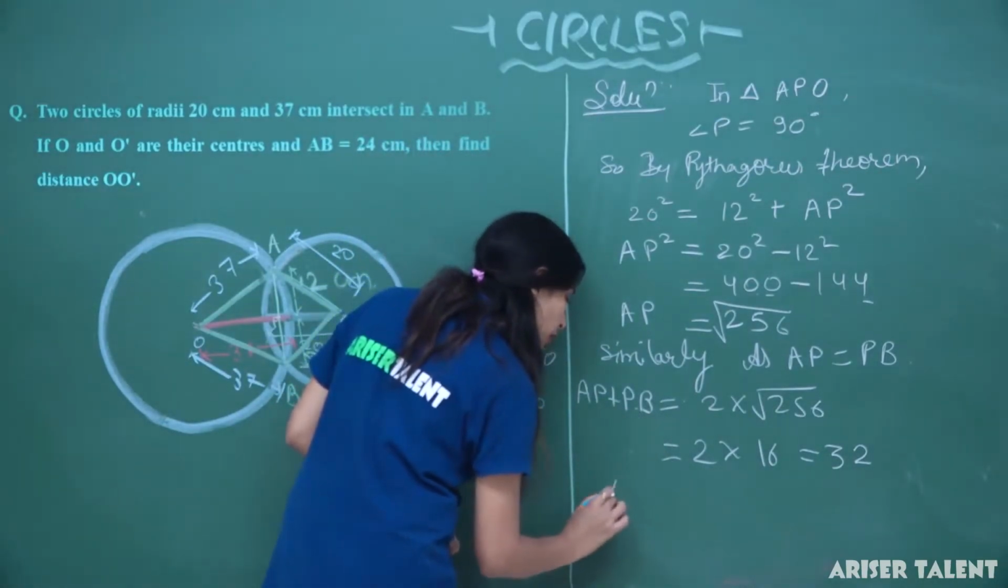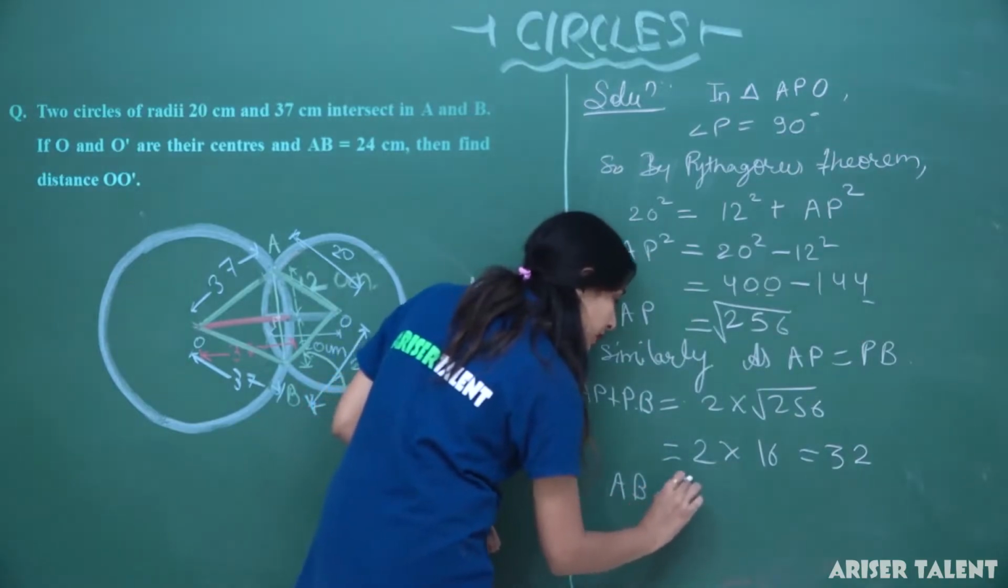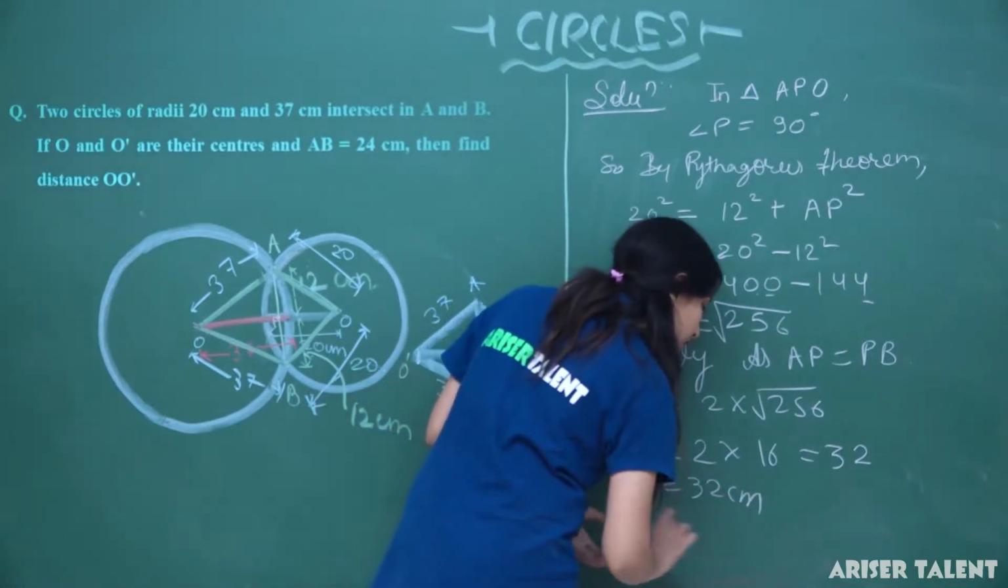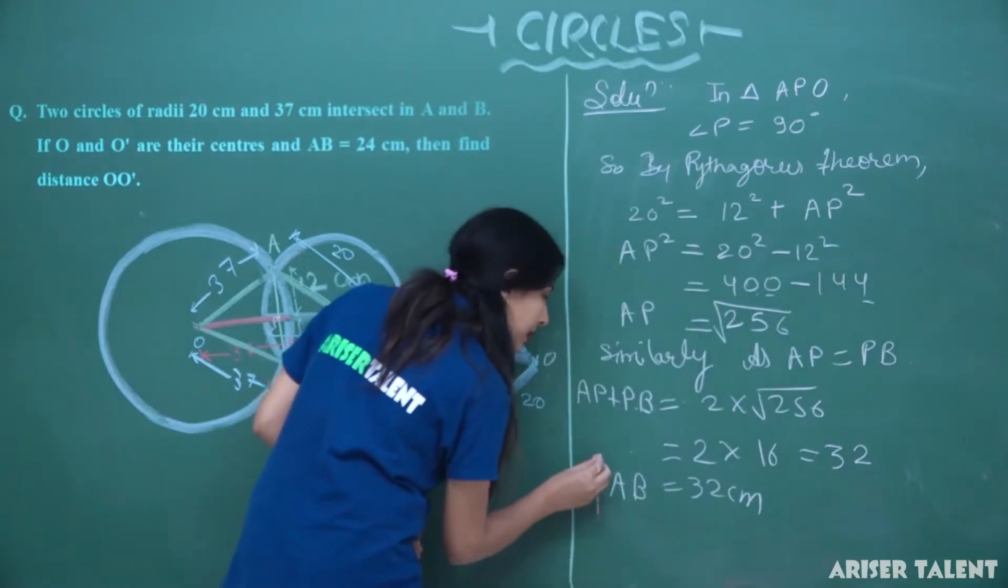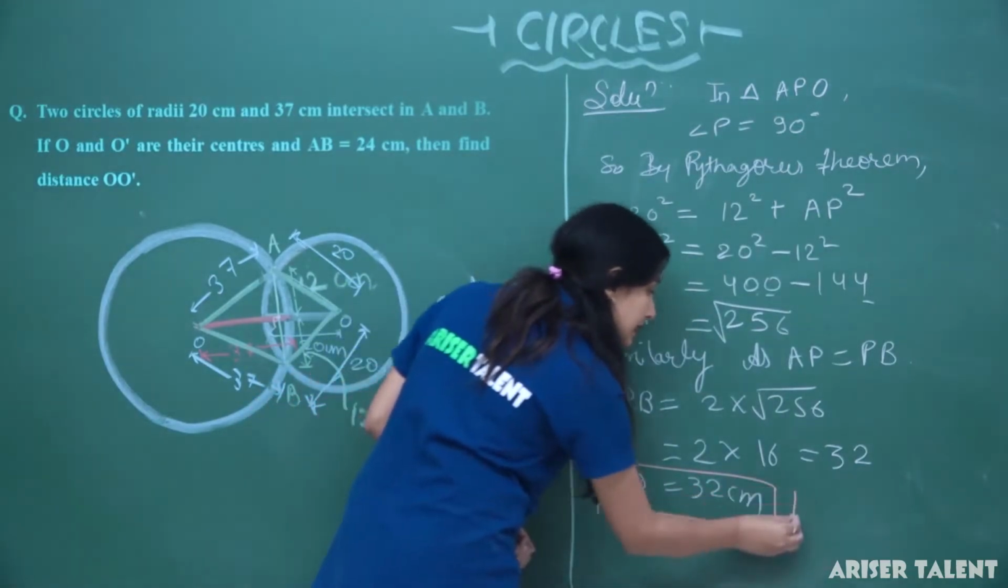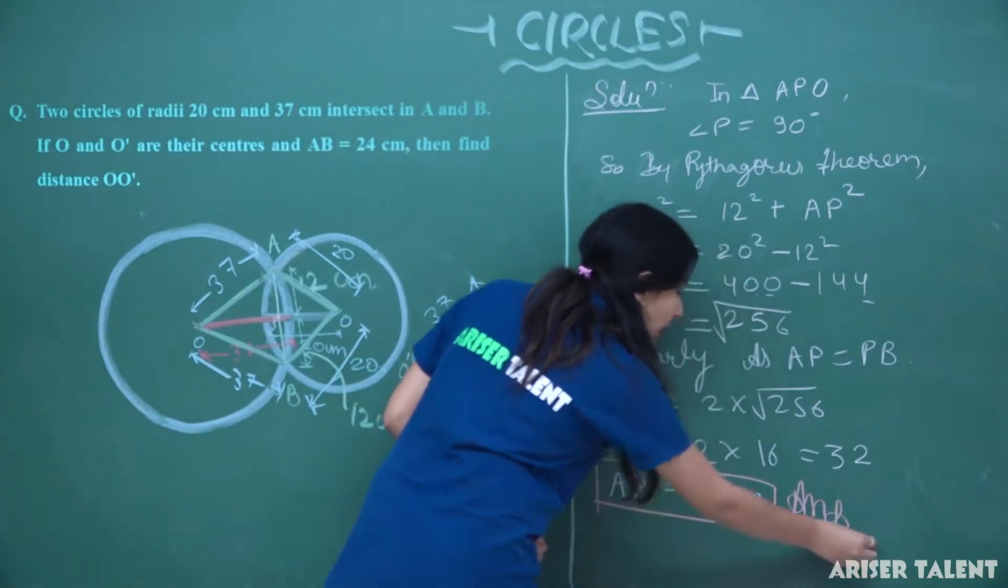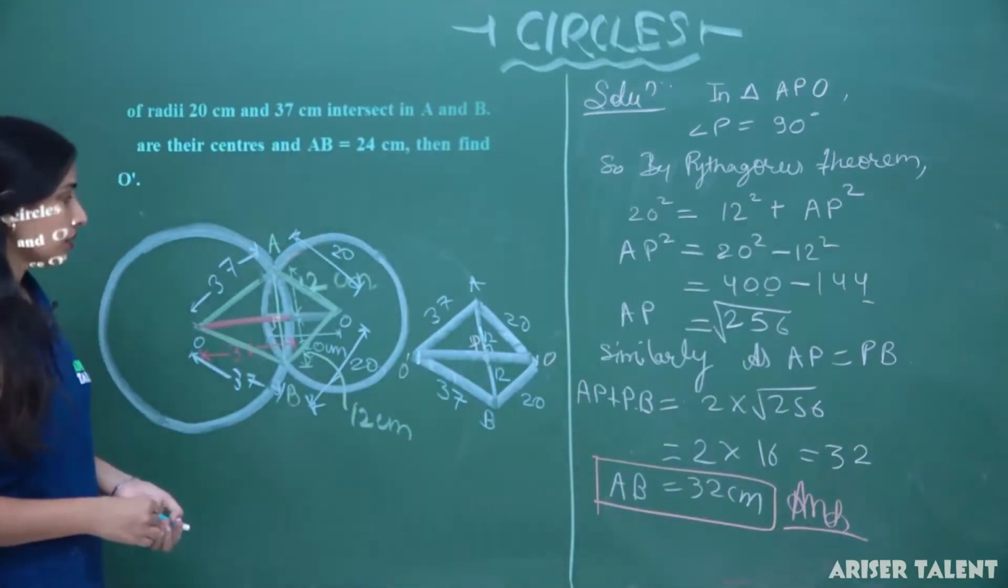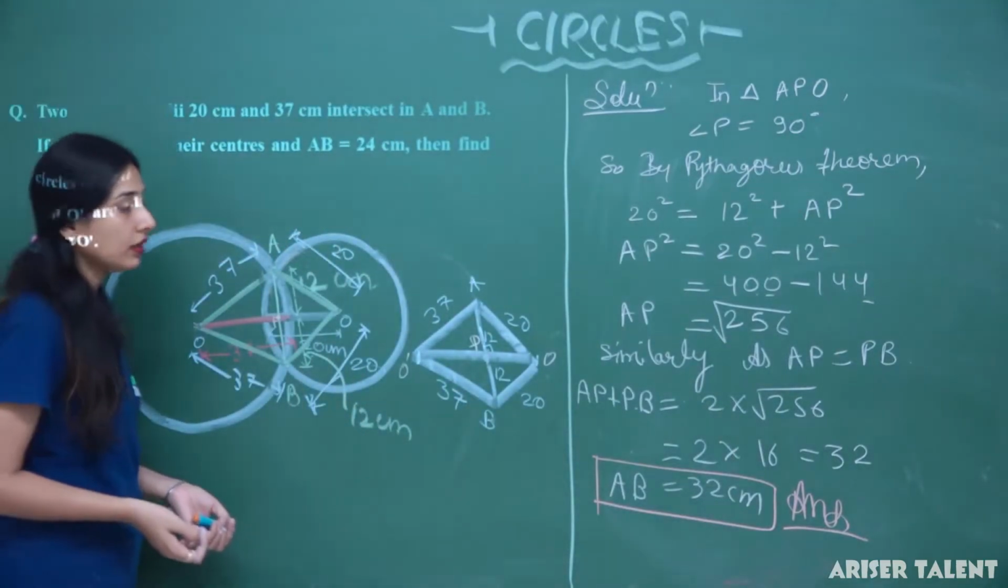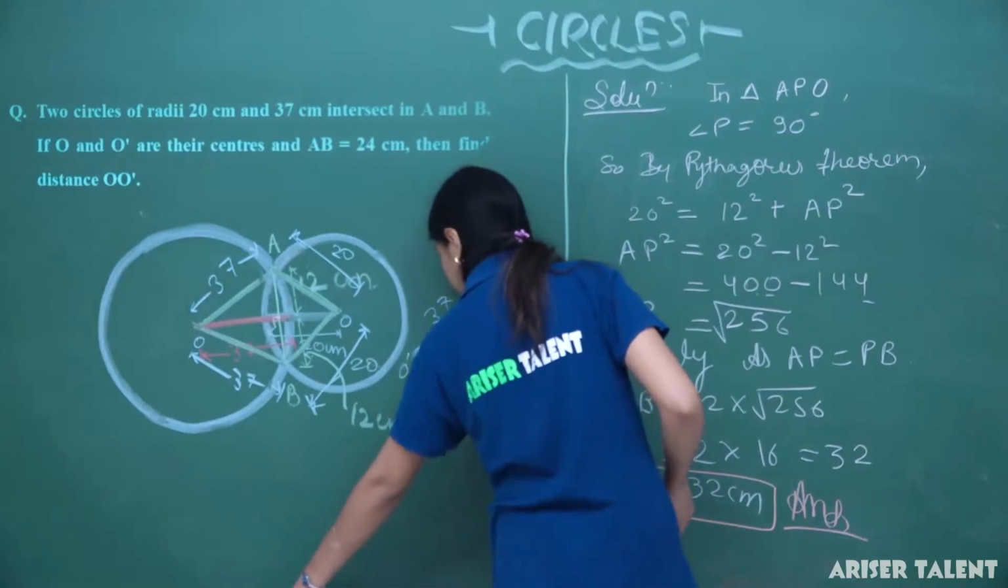Now this is AB. So AB will be equal to 32 centimeters. The whole calculation was in centimeters. So AB equals 32 centimeters is our answer. Note this, students, so that we can move to the next question, right?